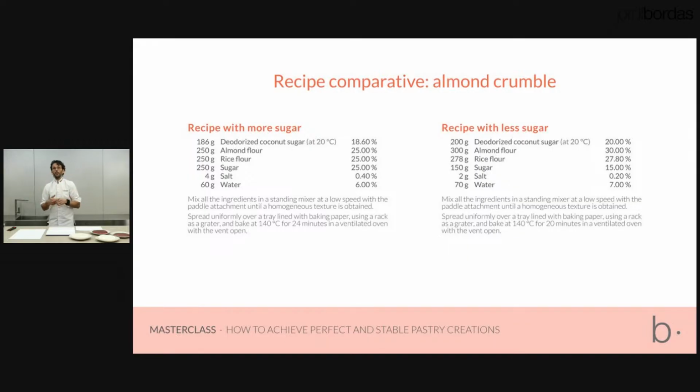And in order to remove butter from the recipe, we just introduce coconut oil and water. Water is so important in the crumble because water is going to hydrate sugar, to hydrate flour, and it's going to create the final crunchy texture that we have in crumble.